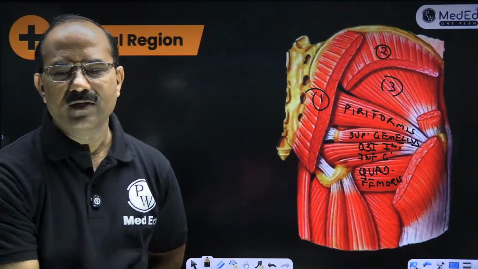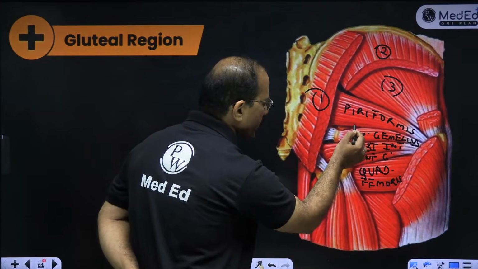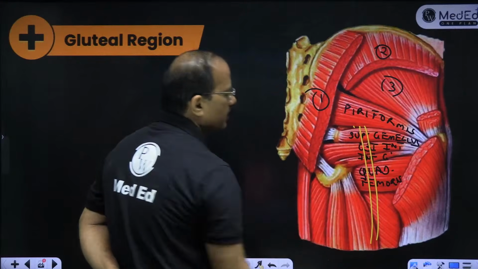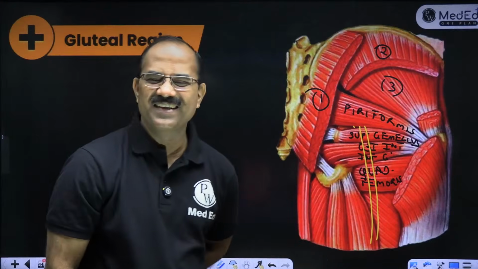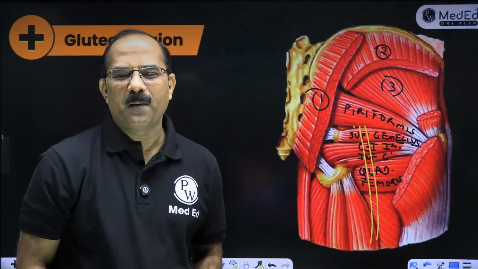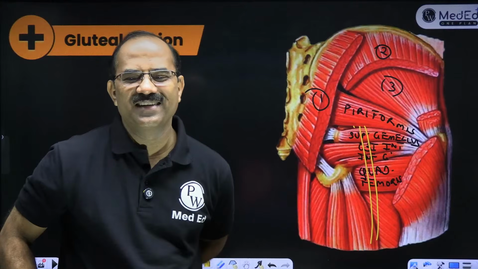You have to remember this. And there is someone coming like this below the piriformis. What is this? Who's this? Key muscle of the upper limb, pectoralis minor. Okay, that's fine.